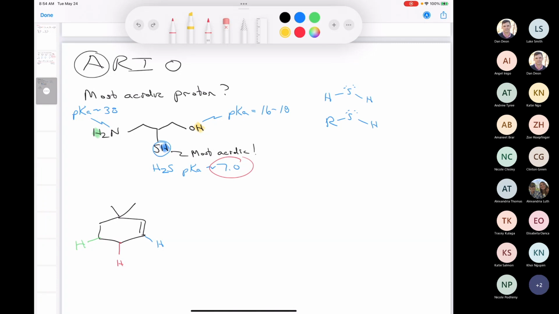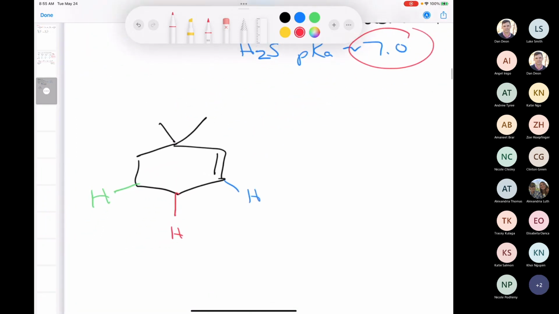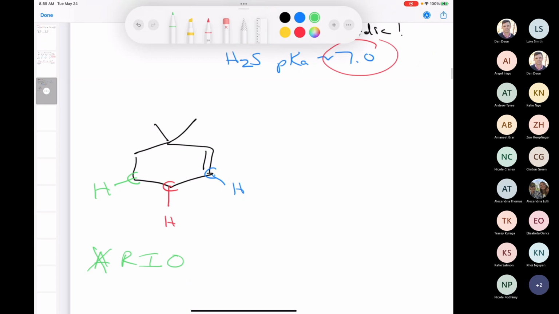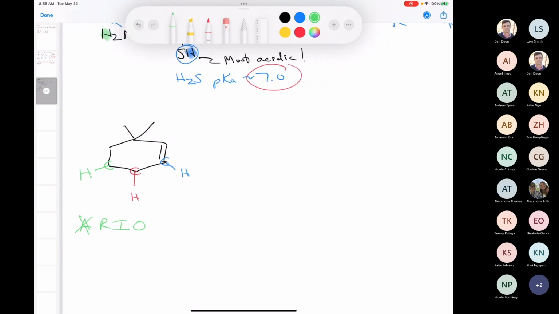Yes, absolutely. So Andrew said, well, I can't use ARIO to solve this problem because those protons are all on carbons. We have a carbon here, here, and here. So if we have ARIO, we can't use atom. But he said, well, if you remove the proton in red, it would produce a resonance structure, because if you had a lone pair here, it would be allylic. If you have a lone pair here, it would not be allylic.